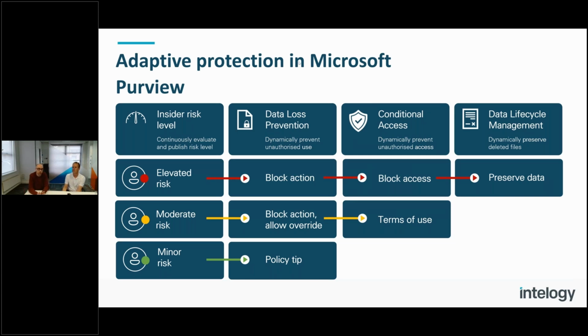So this protection also extends to Entra conditional access and Purview data lifecycle management as well. So we can preserve data through retention or holds in a high-risk situation. This is a really powerful way to ensure that people can do what they need to do on a day-to-day basis, but have the peace of mind that restrictions will kick in as and when they're needed.